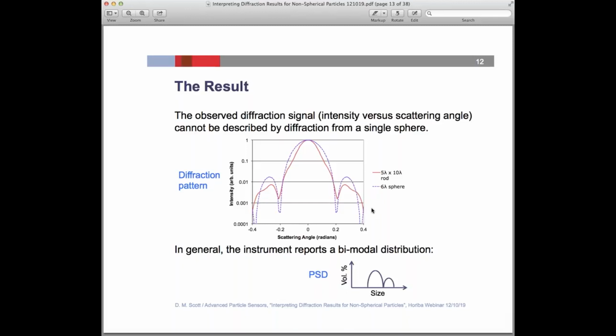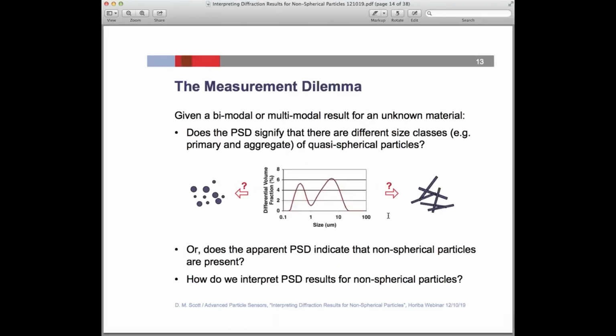And the way that the instrument copes with that is it reports a bimodal distribution, and I'll talk a little bit more about that in a second. But basically, you get this bimodal distribution, and that's where we start to run into a problem. This is what I'm calling the measurement dilemma.